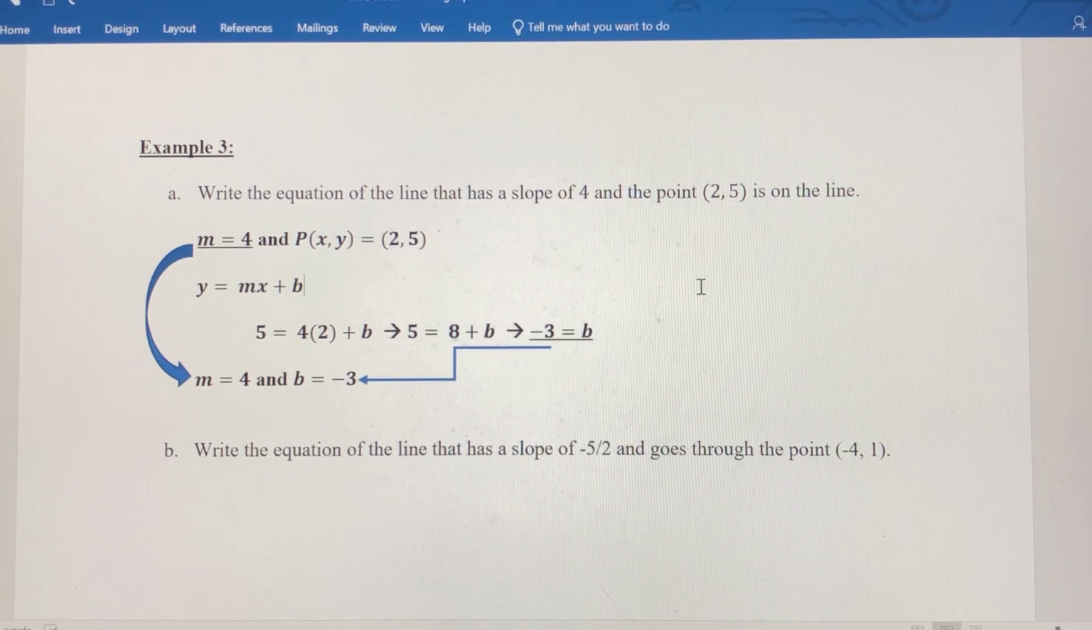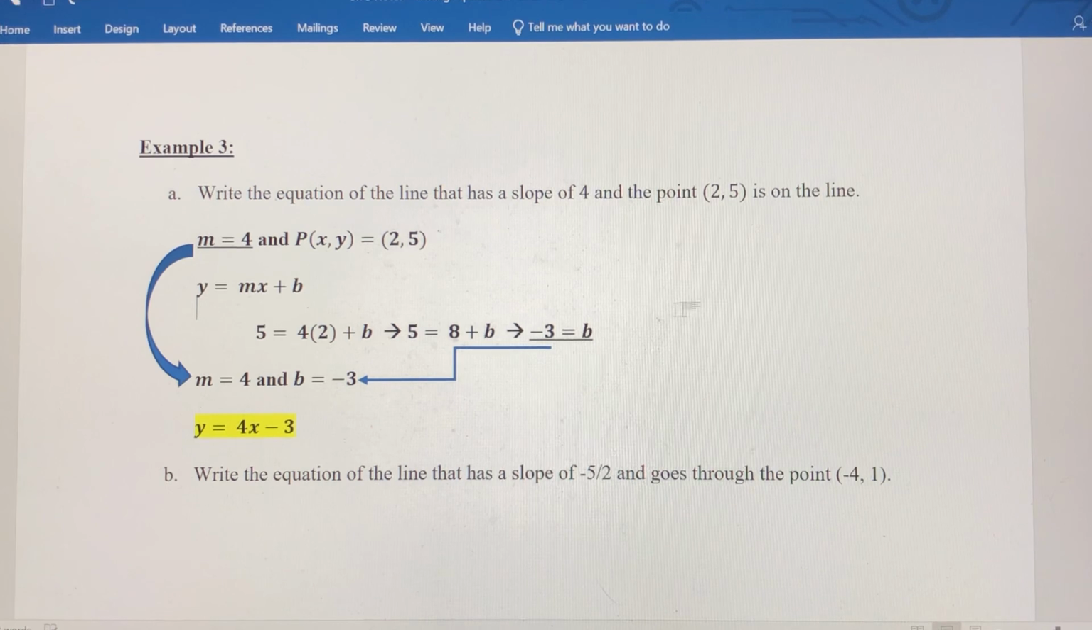So let's plug those values in. And my equation is y equals 4x minus 3. The slope is 4. The y-intercept is -3. Okay, so I found the equation of the line that has this information, the slope of +4, and it goes through the point 2 comma 5.